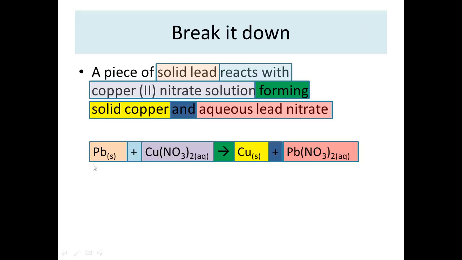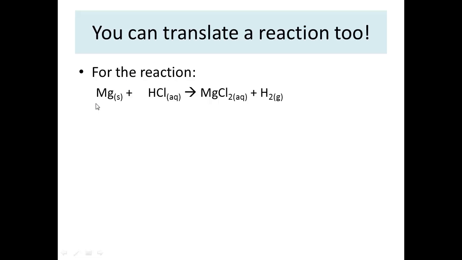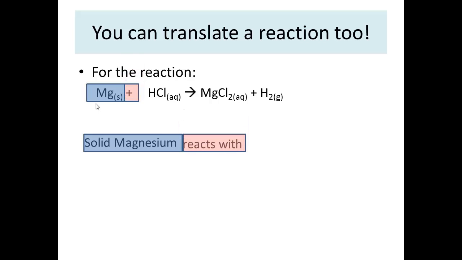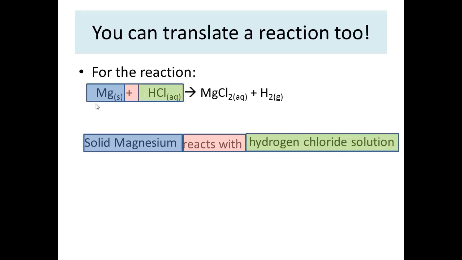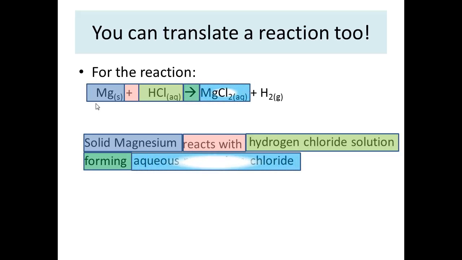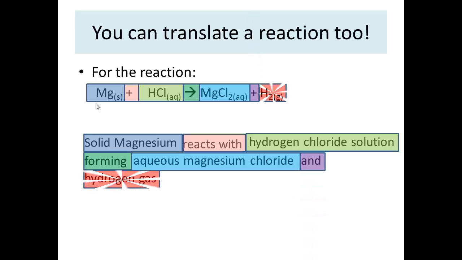We can also translate reactions. So like this reaction, Mg(s) plus HCl(aq), arrow, MgCl2(aq) plus H2(g). What that means is solid magnesium reacts with hydrogen chloride solution, forming magnesium chloride solution, aqueous magnesium chloride, and hydrogen gas.